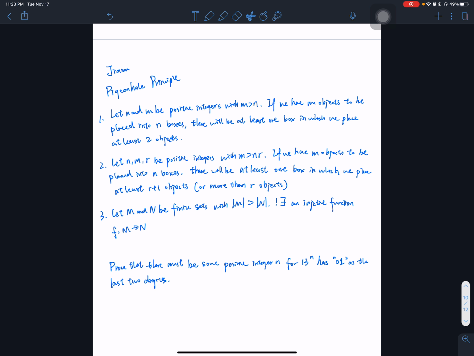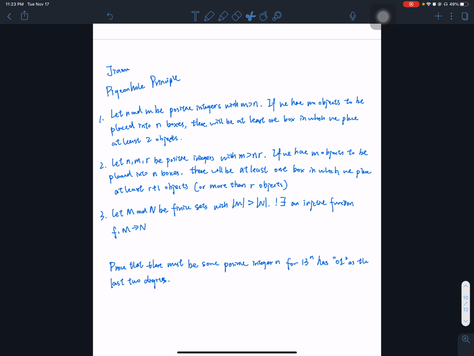This definition is pretty easy to understand because if we first place n objects into n empty boxes with each box containing exactly one object, then we will have m minus n objects remaining. If we place these m minus n objects into these n boxes, there has to be at least one box containing at least two objects.